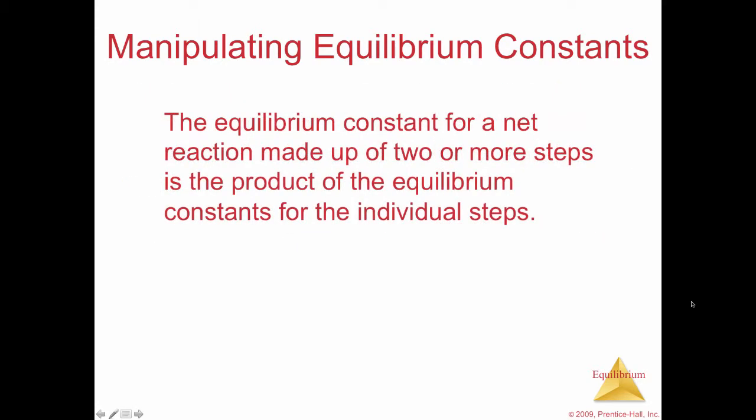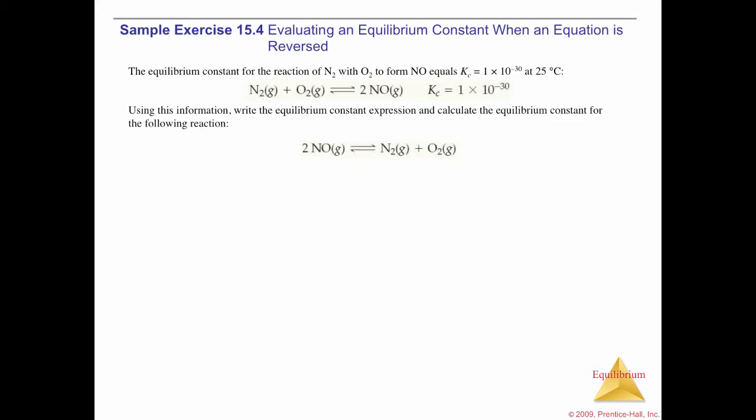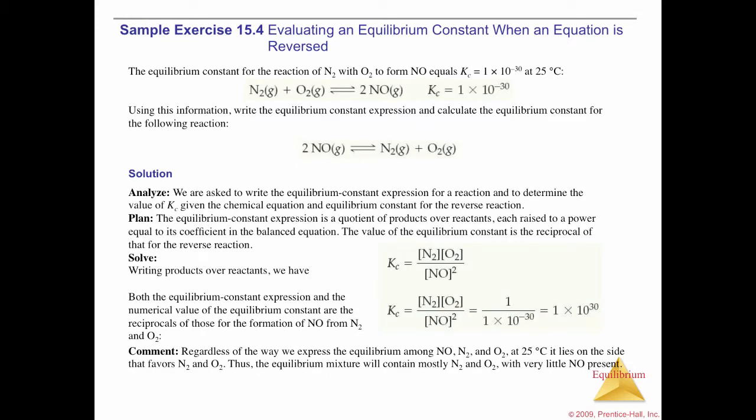The equilibrium constant for a net reaction made up of 2 or more steps that are combined using Hess's law is the product of the equilibrium constants for the individual steps. So let's do some examples of these.